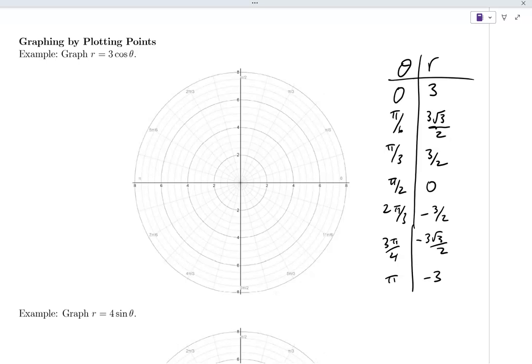So let's just plot some points and see what happens. Remember again, the R value tells you how far out to go. The theta value tells you your rotation around from the positive x-axis, the polar axis. So right here would be your point 3, 0. Out 3 and don't rotate at all.